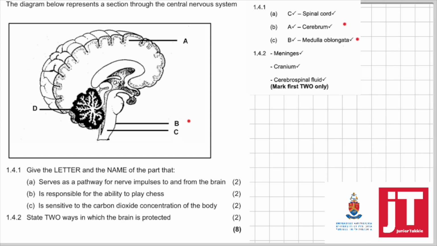1.4.2. State two ways in which the brain is protected. Two ways. You could have said the meninges, the cranium, or the cerebrospinal fluid. Make sure you spell cerebrospinal fluid correctly.